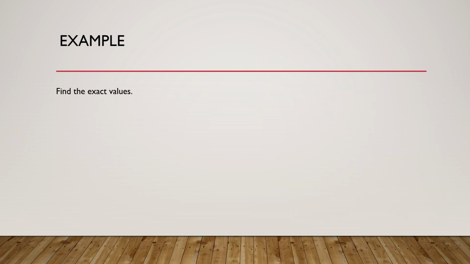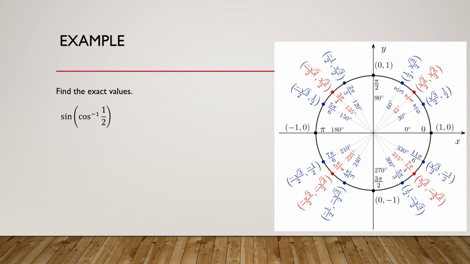As another example, find the sine of arccosine 1/2. Looking at the unit circle, arccosine of 1/2 on the interval 0 to π is π/3. Sine π/3 equals the square root of 3 over 2.